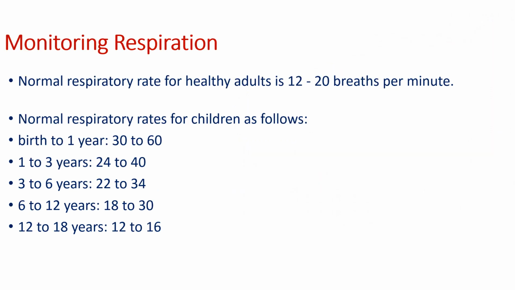Monitoring respiration, the respiratory rate measurement. Normally, the respiratory rate of healthy adults is between 12 to 20 breaths per minute. Normal respiratory rate for children is as follows. From birth to 1 year, respiratory rate is between 30 to 60. In 1 to 3 years, it is from 24 to 40 breaths per minute.